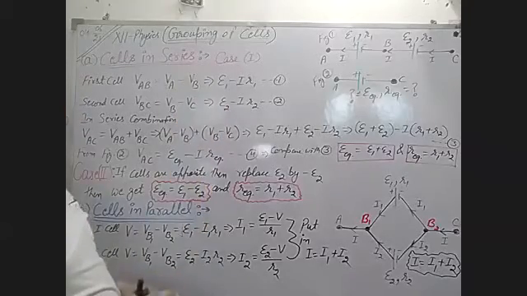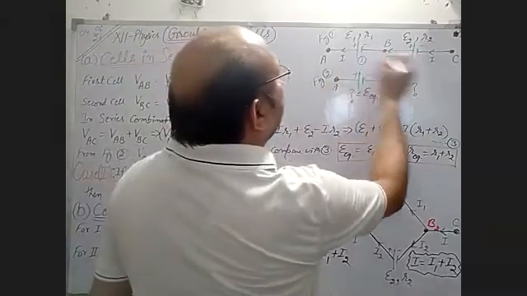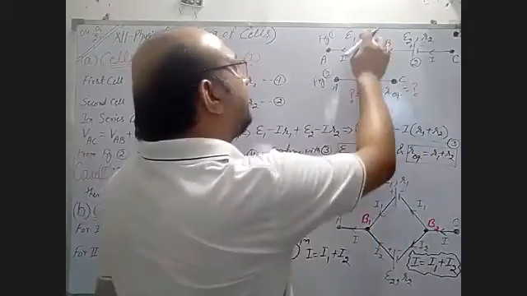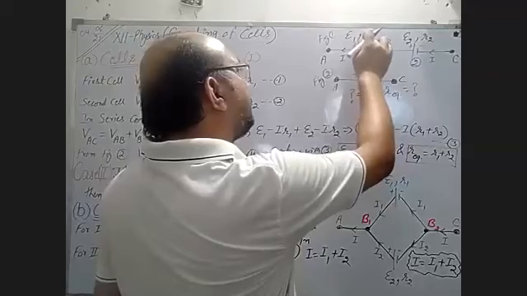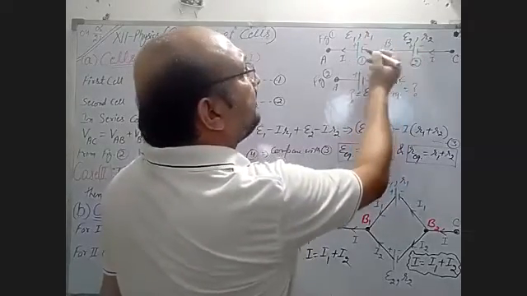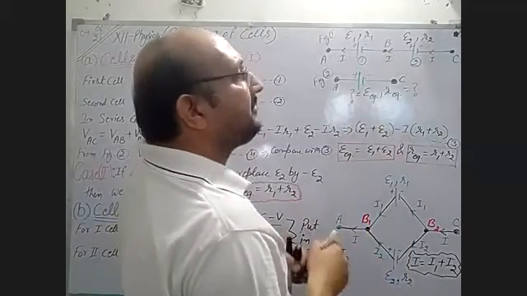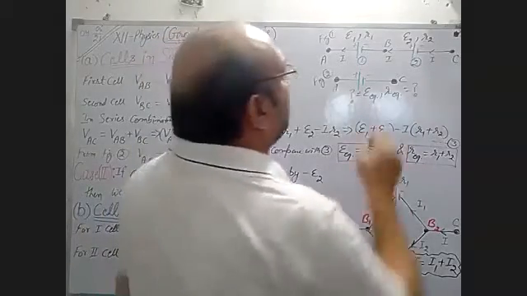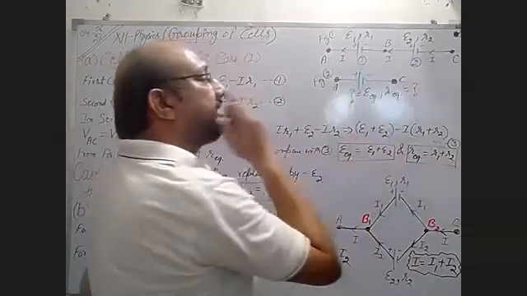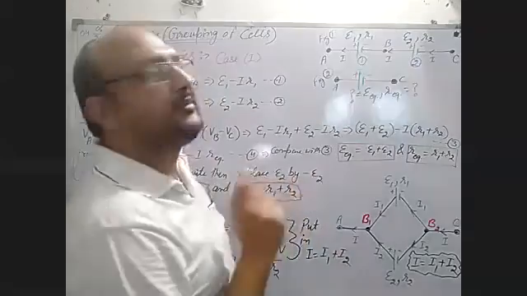How are cells connected in series? Suppose there are two cells. This is cell number 1. This is cell number 2. If we connect these cells in a circuit in this way, that the negative terminal of the battery is connected with the positive terminal of another cell, or you can say battery, then both of these cells give the current in the same direction.